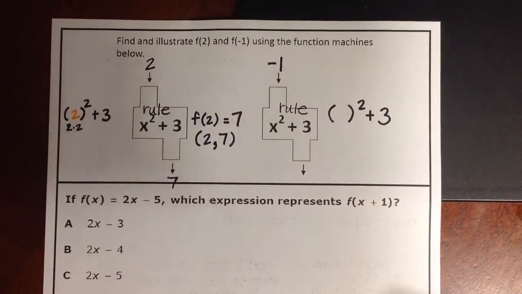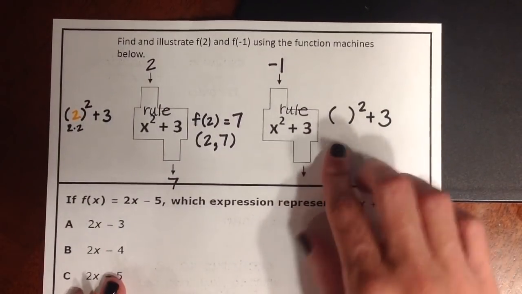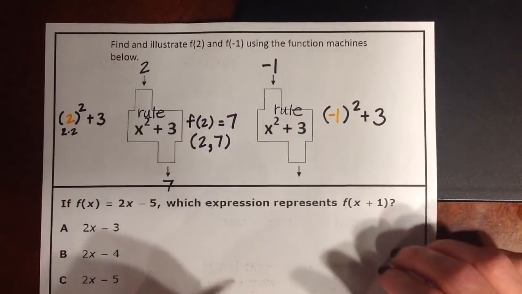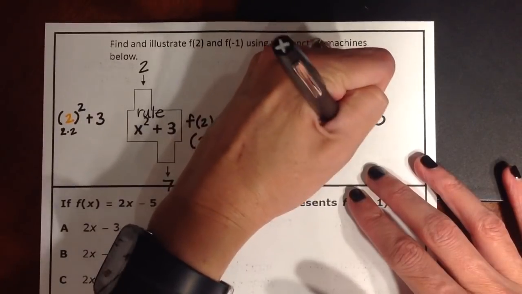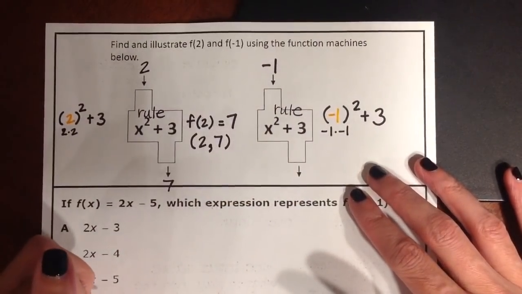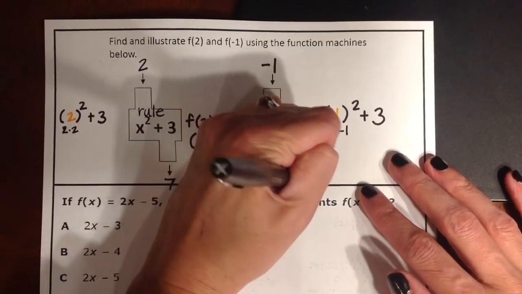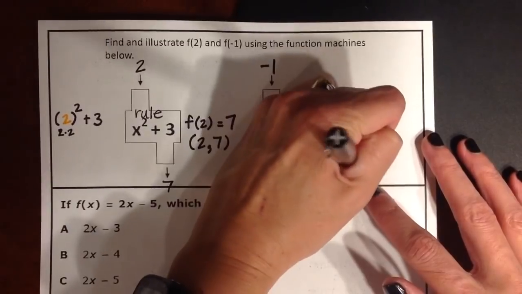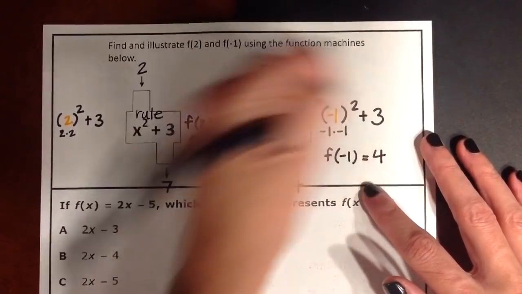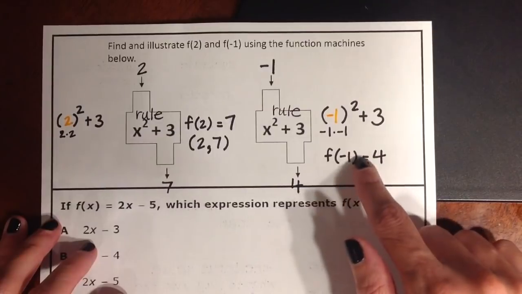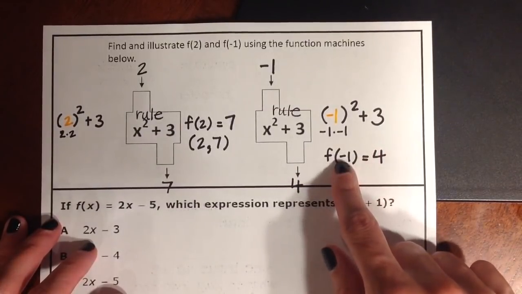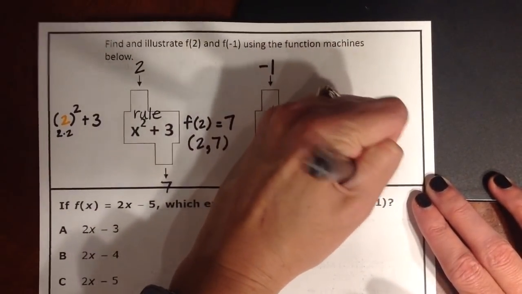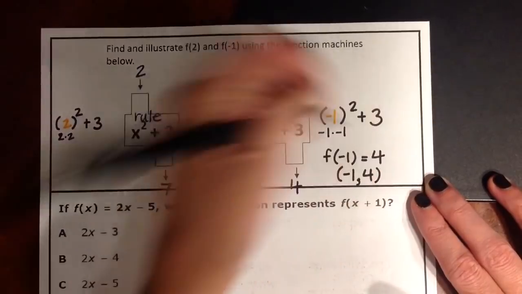Now I'm going to ask myself, what is my input value? What needs to be plugged into my rule? And that would be -1. And now I'm going to calculate what is -1 squared. So that would be like -1 times -1, which is 1. And 1 plus 3 is 4. So writing this in function notation, I can say f of -1 is equal to 4. The output is 4 when the input is -1. And just like before, we can write an ordered pair. So I have the ordered pair (-1, 4).